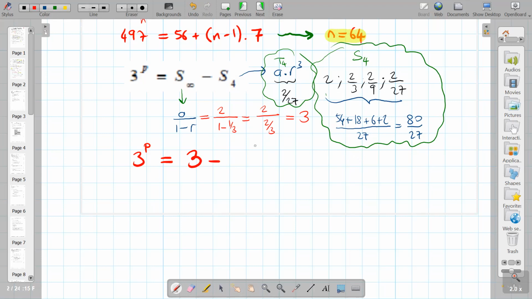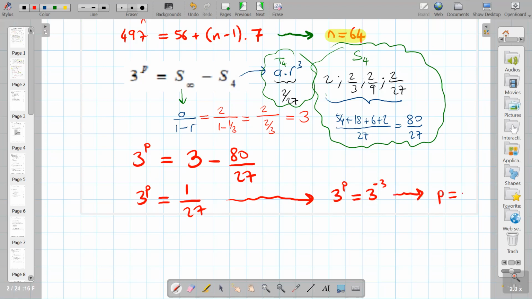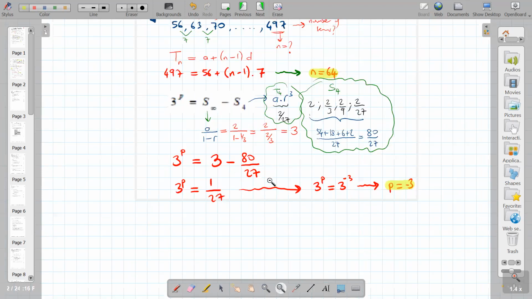All right, now we can carry on. It is 3 minus 80 over 27, not just 2 over 27. So then what do we get here? The right side becomes 1 over 27. Now you can use log, or you can just say 27 is 3 to the power of 3. It is 1 over 27, so it's negative 3. So you can actually get the answer without a calculator, without log, and say that P must be minus 3. Okay, so that will be a nice question in that case.